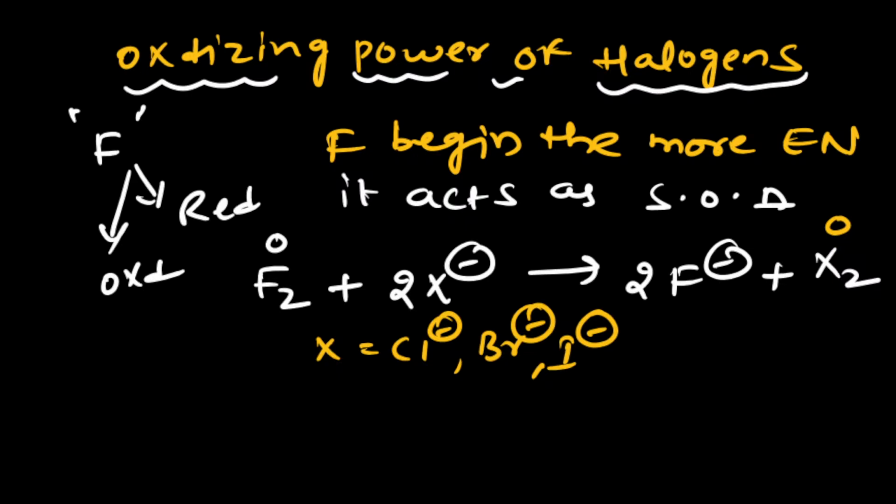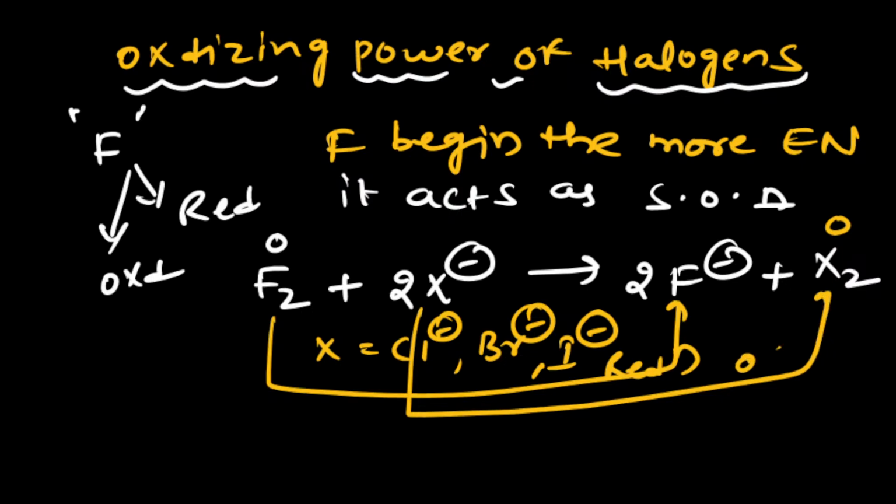From 0 it has reached -1. Means from year to year what will happen? Reduction. Now year to year it has been oxidized. Clear? You have to be very careful with this one.